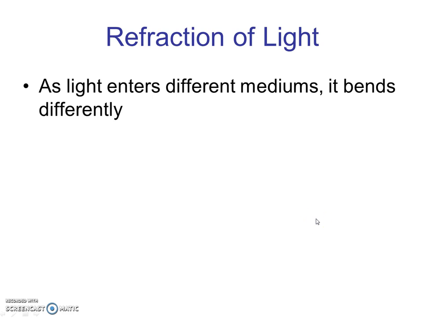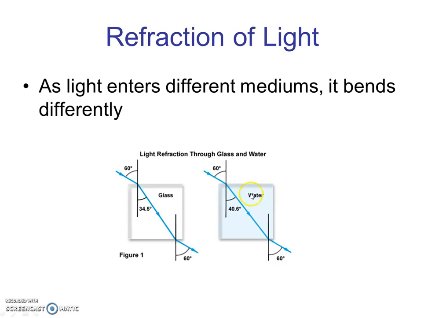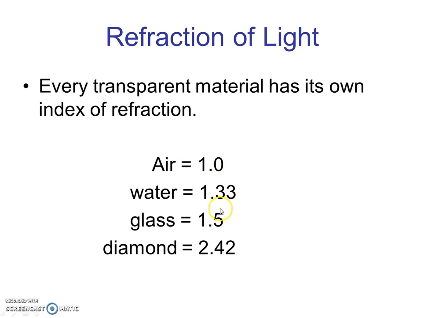So as it enters different mediums, it bends differently. So you can see here we have a ray of light coming in at 60 degrees in glass and then coming back out into air. Here we have going into water. So because the indices of refraction are different, the rays behave differently. This is what we're going to be able to calculate. So here are some typical indices of refraction. You don't have to copy these because on your worksheet we give you a table of all the different indices of refraction, but we're just giving you some references.